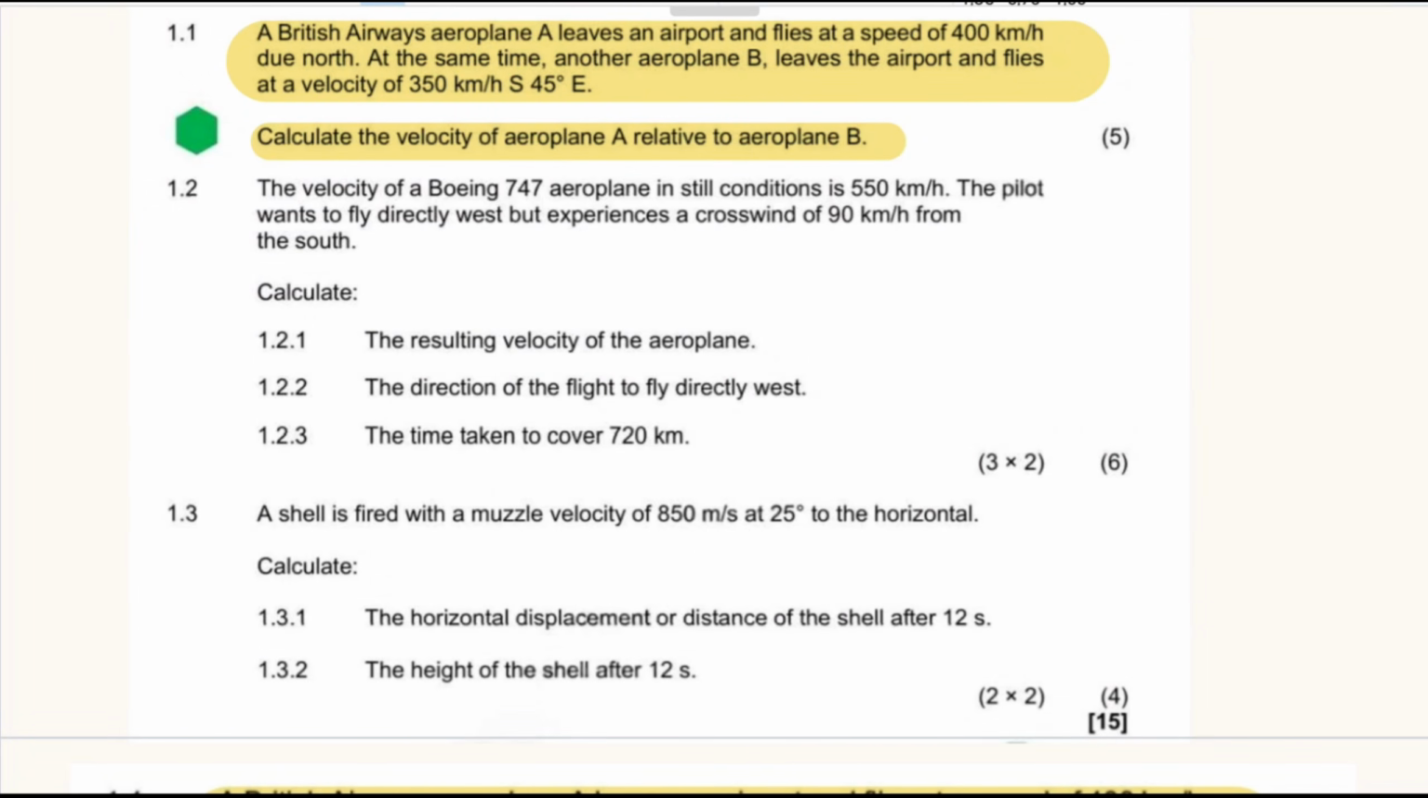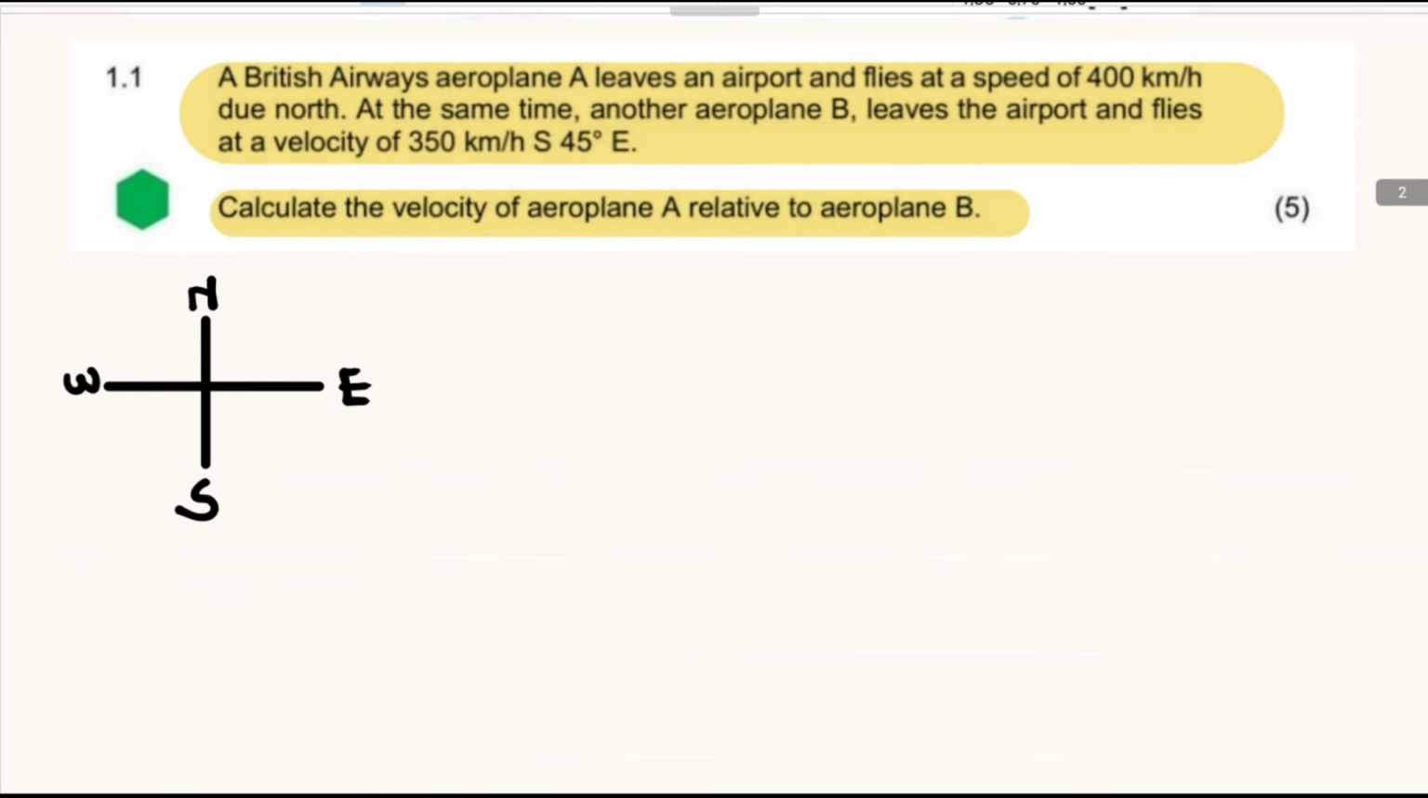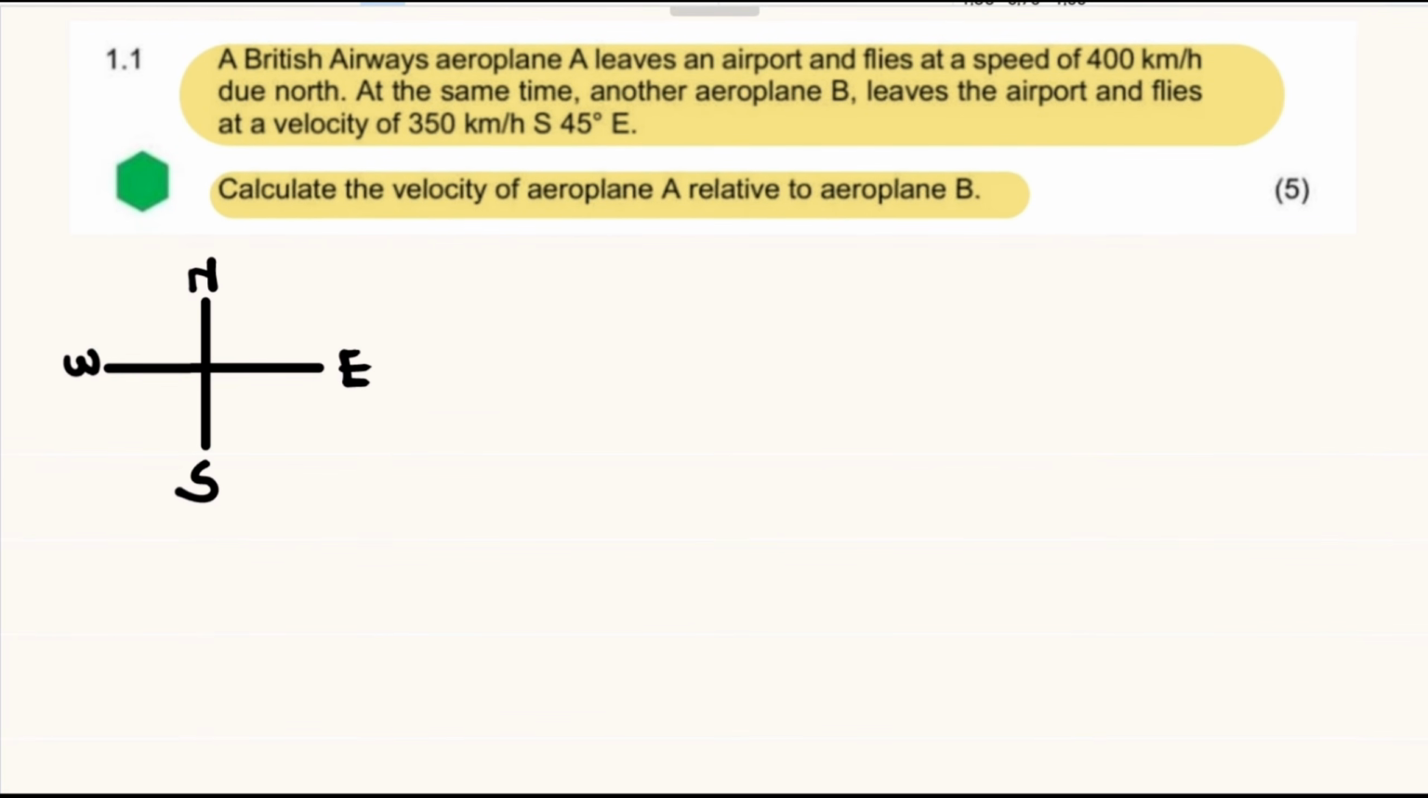My name is Bino. In this video, we go through question 1 from the 4th of August 2025 Engineering, Science and 4 question paper. Question 1.1 states that a British Airways aeroplane A leaves an airport and flies at a speed of 400 kilometers per hour due north. At the same time, another aeroplane B leaves the airport and flies at a velocity of 300 kilometers per hour, 45 degrees east of south. We calculate the velocity of aeroplane A relative to aeroplane B.